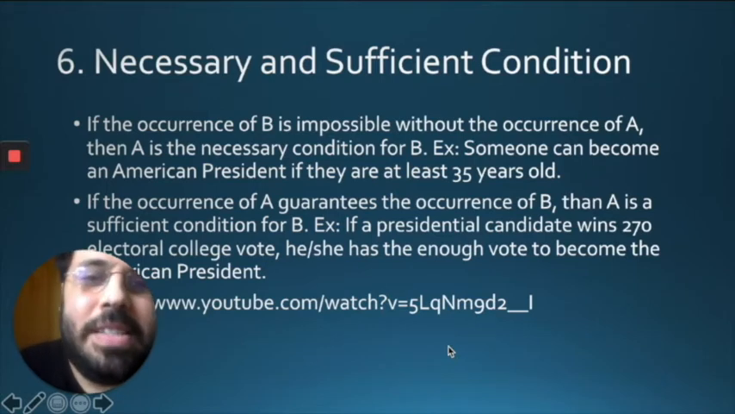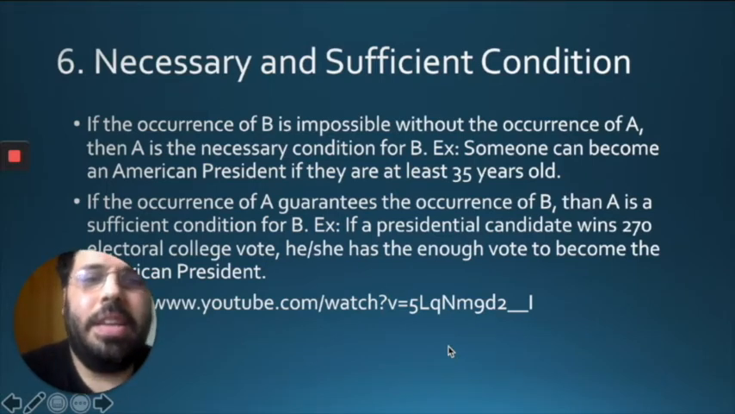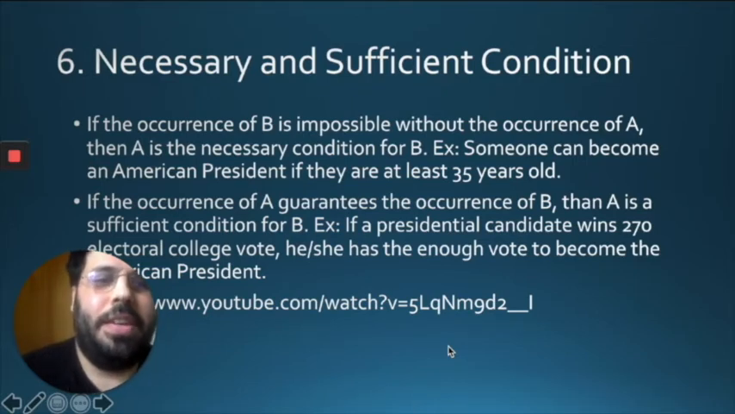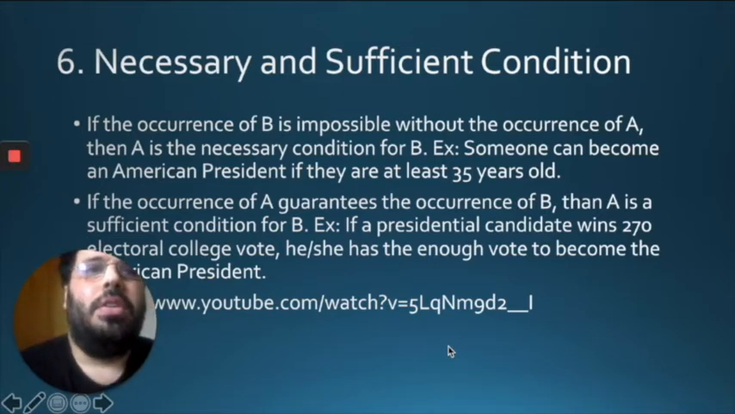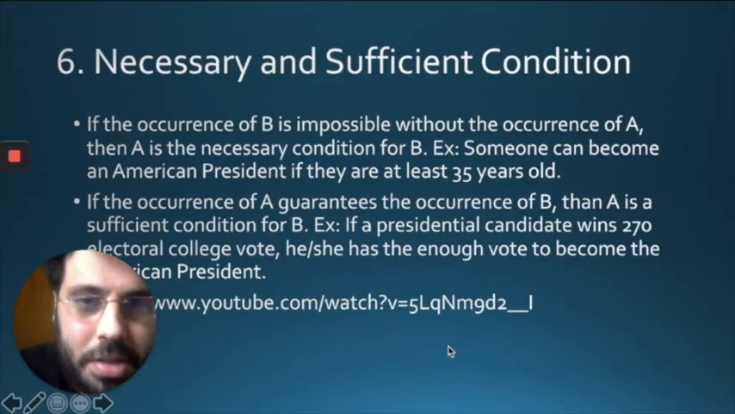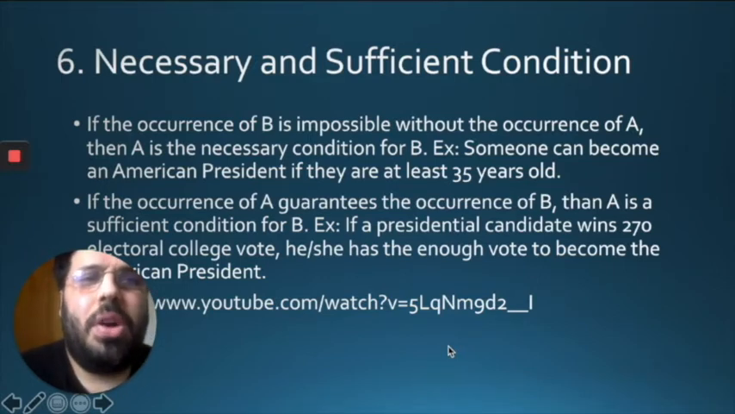And the necessary condition, however: in every occurrence of Y, if X should be there, or if X should exist, then X is the necessary condition of Y. Again, through the same example, in order to become a president in the United States, you need to be older than 35, right? So being older than 35 is the necessary condition of becoming an American president.